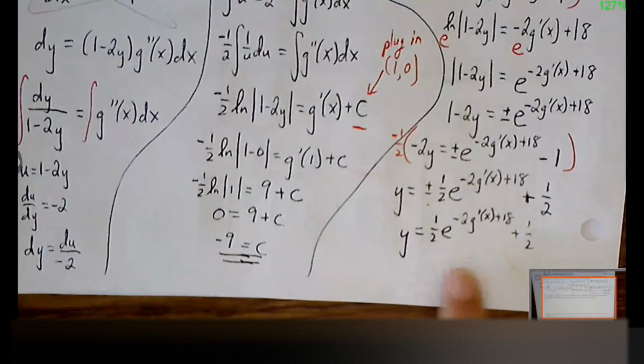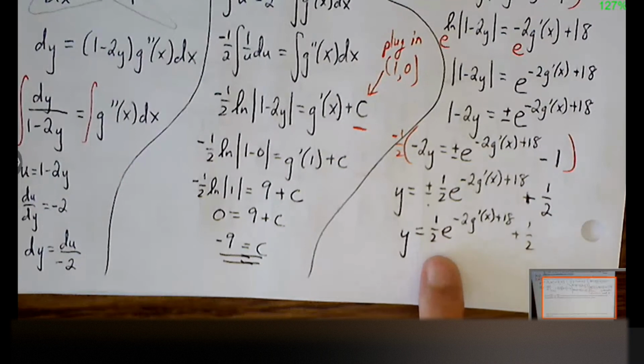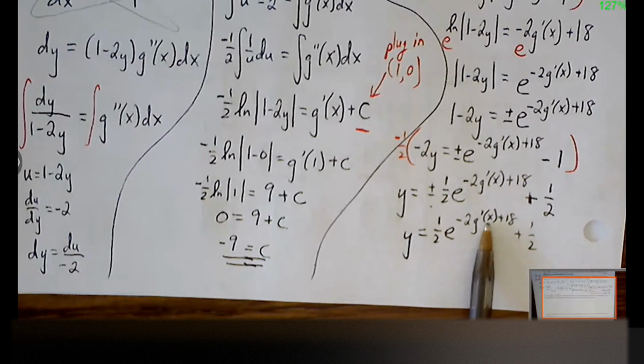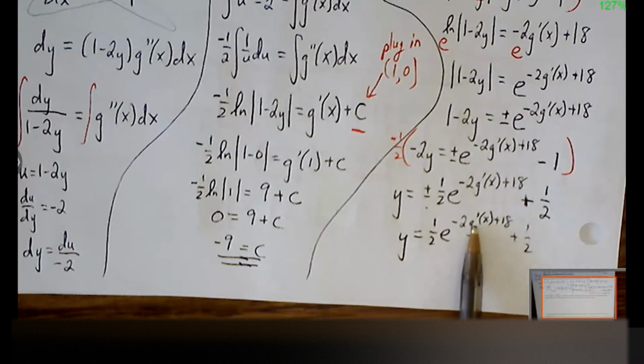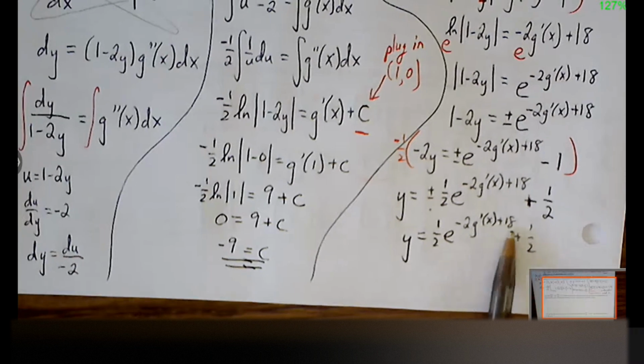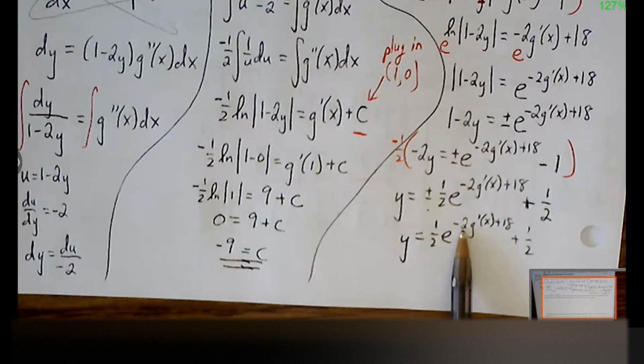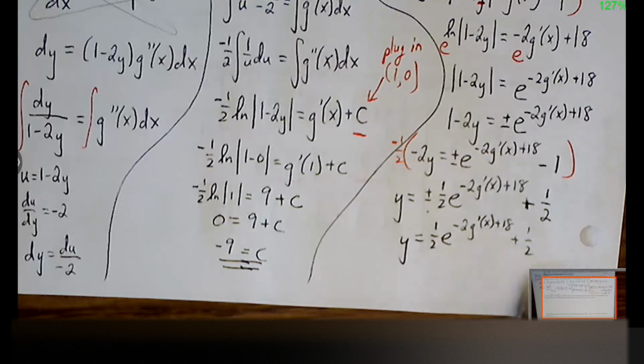Okay, so here's the positive version. If I enter 1 in for x, I get g prime of 1, which is 9. 9 times -2 is -18. Negative 18 plus 18 is 0. e to the 0 is 1. I'm left with 1/2 plus 1/2, which is not equal to 0. So I'm going to have to make an adjustment.